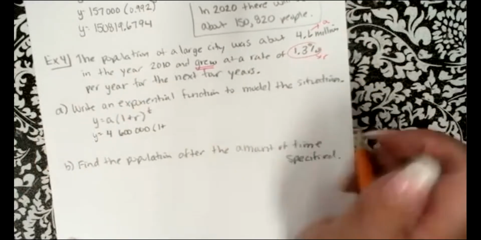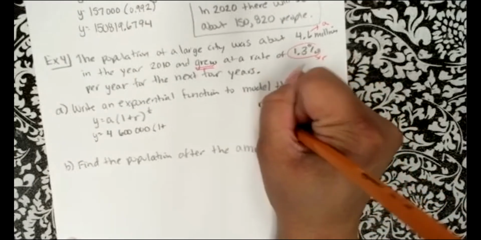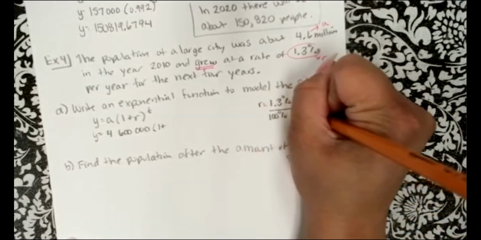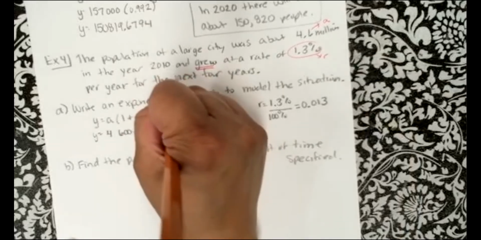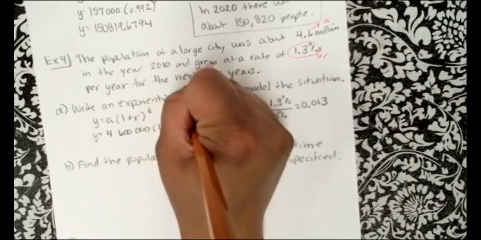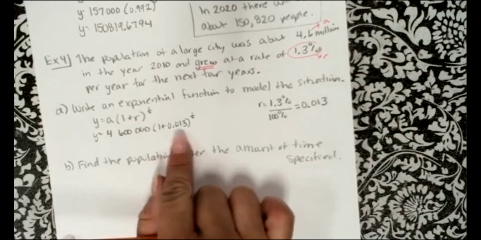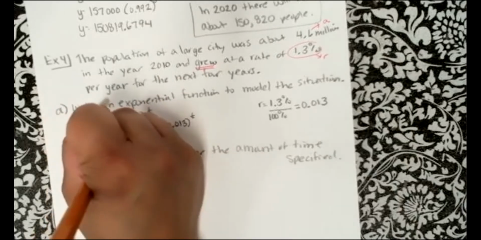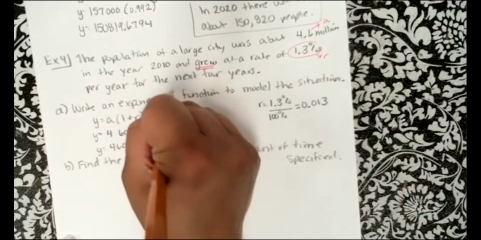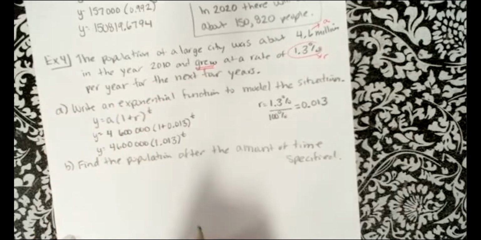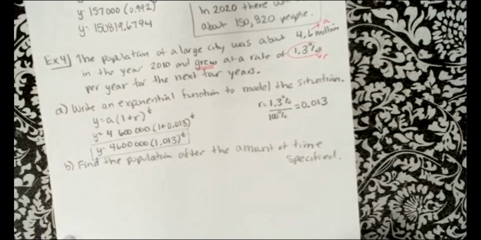Now your rate is 1.3%. I'm going to divide that by 100%, and I get 0.013. So 1 plus 0.013 raised to the time. If I add those up, I get 1.013 raised to the t. So here is my exponential function that models that situation.